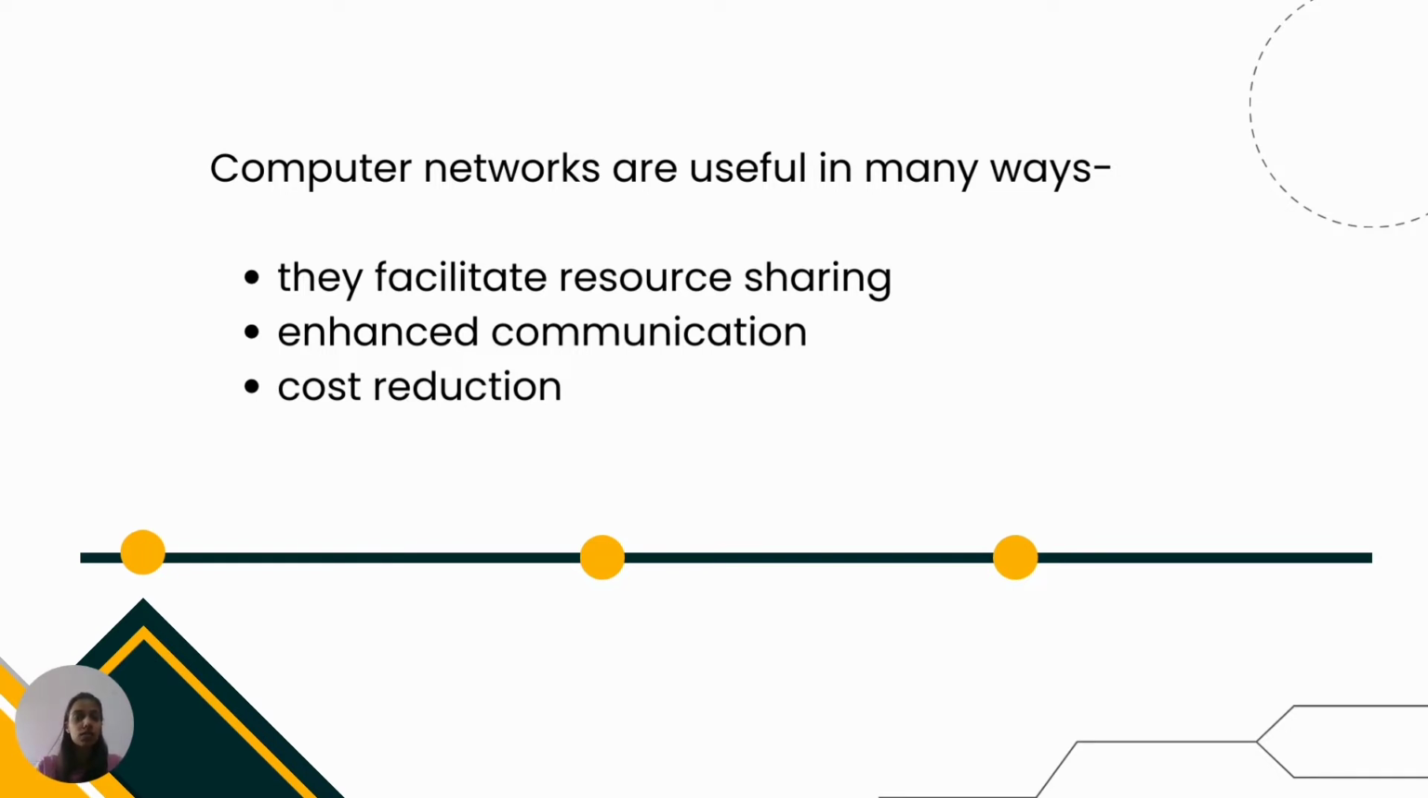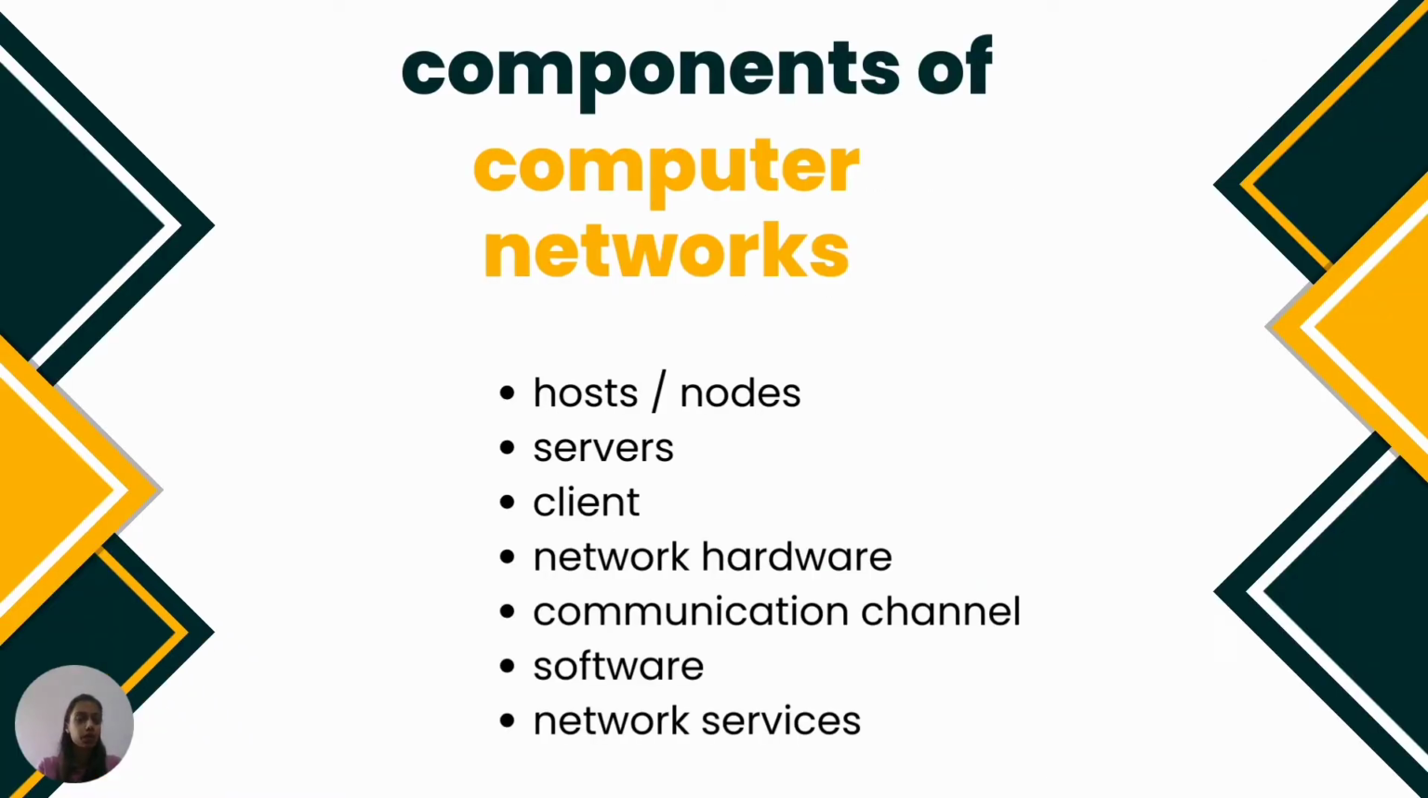Now we will learn about the various components of a computer network. The first one is host and nodes. Just joining two computers with a cable will not form a network. In fact, there are many components that together make a network. Joining two computers with only a cable is not a network, there are many components that will form a computer network, and we are going to discuss all these components.